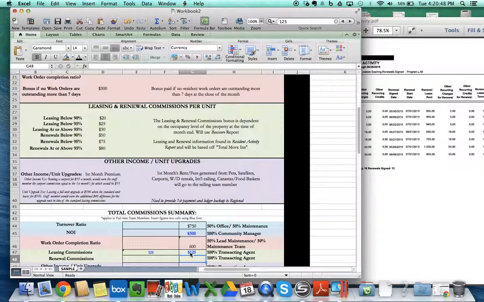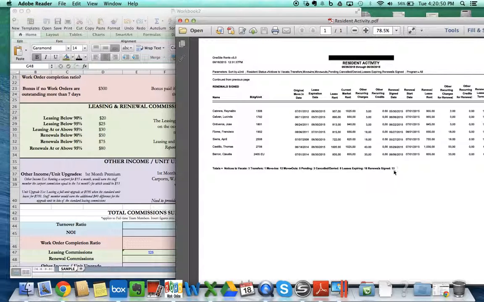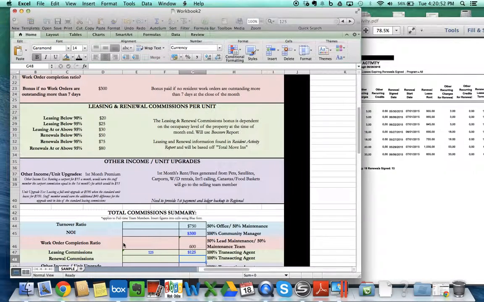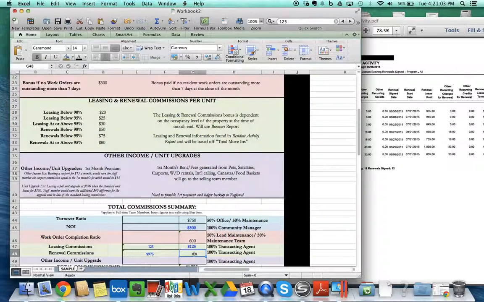Now let's look at our renewal commissions. Total renewals signed were 13. So we'll come back here and we'll say 13 renewals at 94% equal $975.